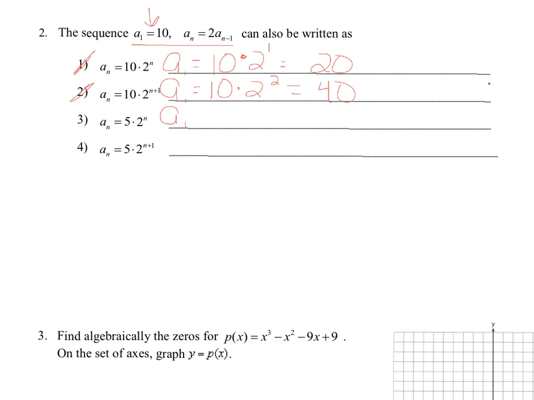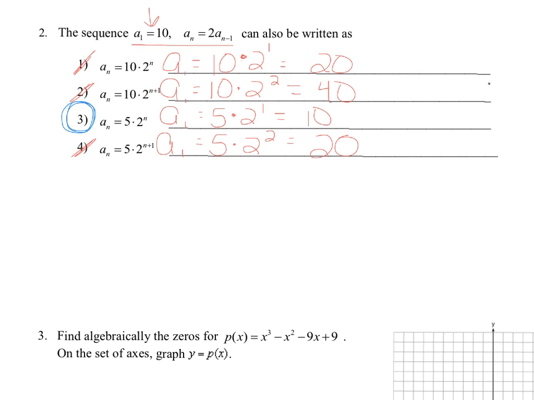The next one, a sub n equals 5 times 2 to the n, so 5 times 2 to the first, which is 10. So that looks like a possibility. Let's just check the last one. A sub n equals 5 times 2 to the n plus 1, so 2 to the second, which is 20. 5 times 4 is 20. So 3 is the only answer that makes sense.